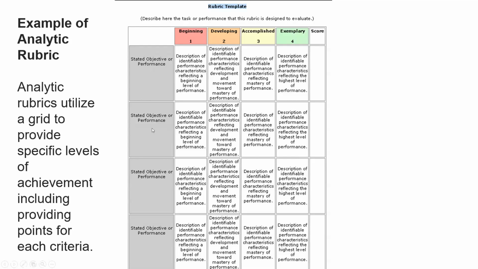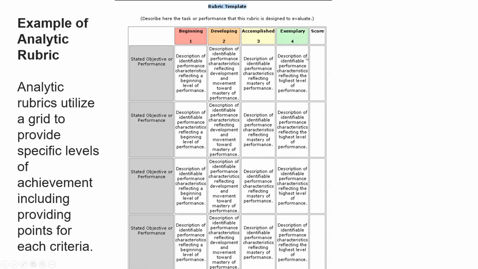Perhaps if the course learning outcome is related to different parts, like cognitive, affective, psychomotor, each aspect will have its component in the rubric development. And if it's related to the skills, same thing. Okay. So that's why analytic rubrics utilize a grid that provides specific levels of achievement. This is the grid, providing points for each criteria. So in each of these criteria, there will be description of what they can do.